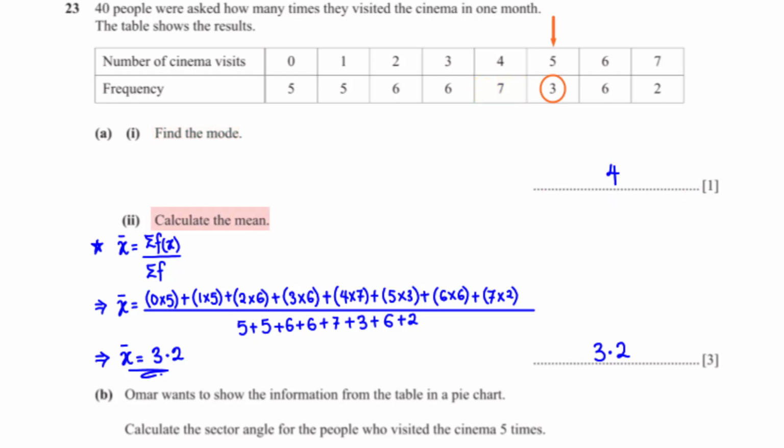Calculate the mean. So you know that the mean is equal to sigma f of x divided by sigma f. So to find sigma f of x, we have 0 times 5 plus 1 times 5 plus 2 times 6 plus 3 times 6 plus 4 times 7 plus 5 times 3 plus 6 times 6 plus 7 times 2, all divided by sigma f, which is the sum of all the frequencies. And when we type this into the calculator, we get the mean as 3.2.